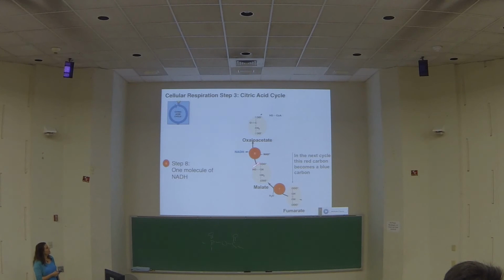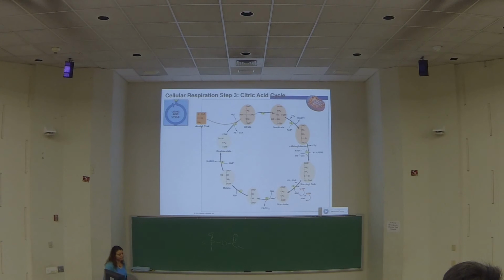Step 8, malate to oxaloacetate. Back to where we started, and we produce one last NADH. All right, notice now that those red carbons, that top carbon now is a blue carbon, and is going to be stripped off as carbon dioxide in the next round. We've gone back to where we started, completing the cycle. And we're ready to pick up another molecule off of that acetyl-CoA.